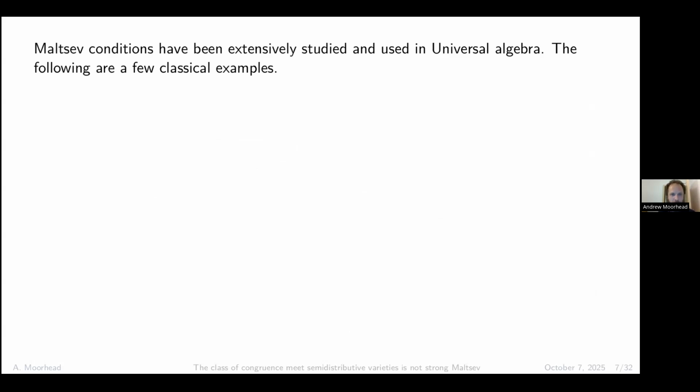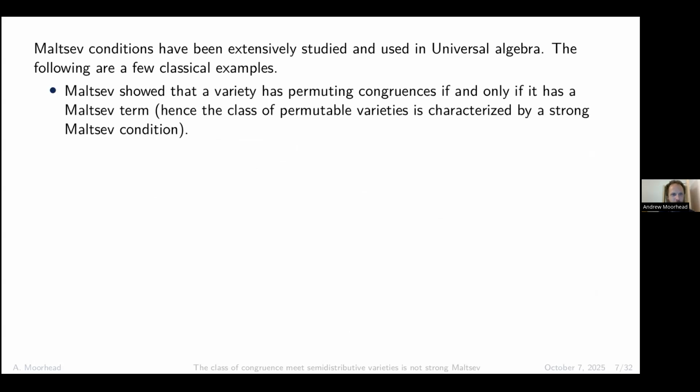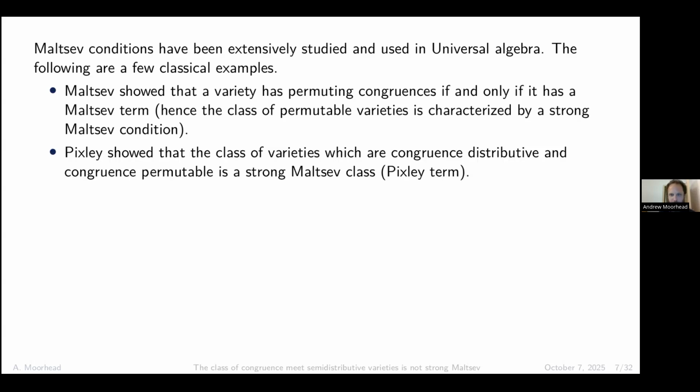Okay, so Maltsev conditions have been extensively used, so I expect that everybody in the audience knows what these are. A few classical examples. Of course, the reason that they're called Maltsev conditions is because Maltsev discovered the Maltsev term and showed that Maltsev terms characterize the class of congruence permutable varieties. Pixley showed that the class of permutable and distributive varieties is also a strong Maltsev class. So he has a term named after him, a Pixley term, which presents a strong Maltsev condition.